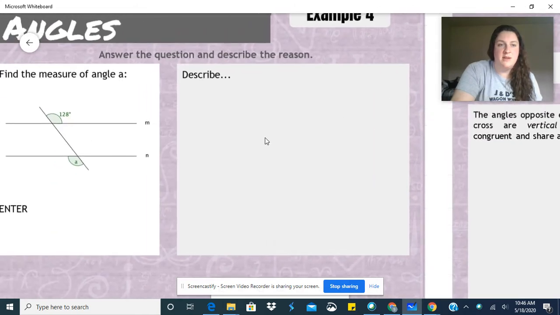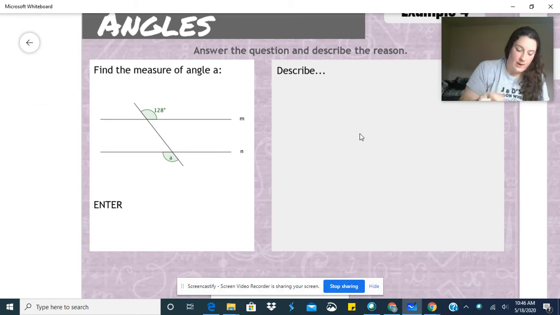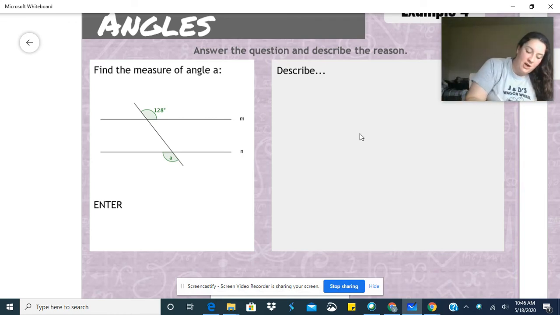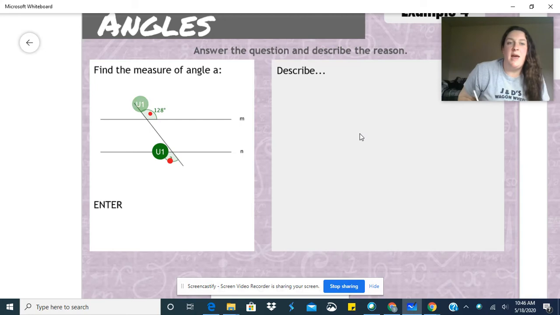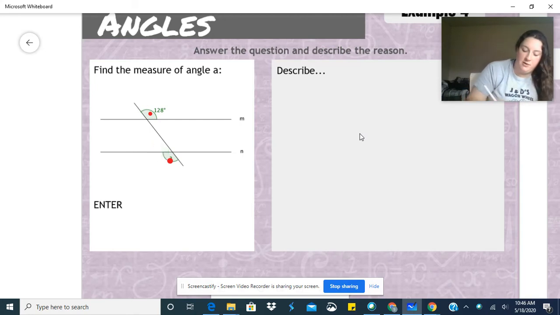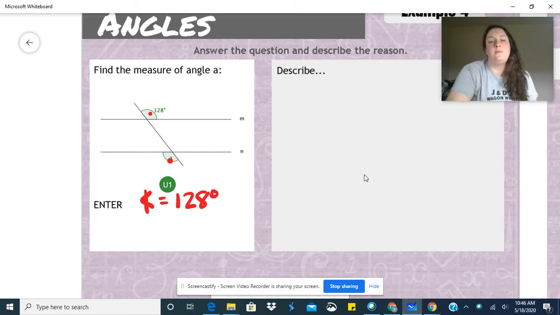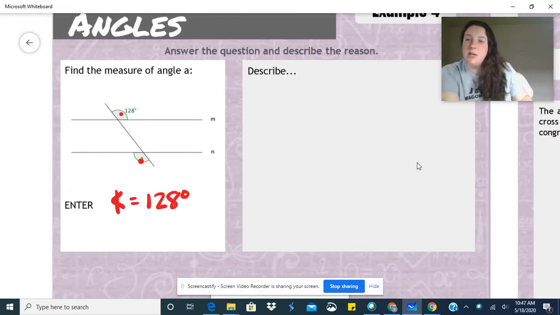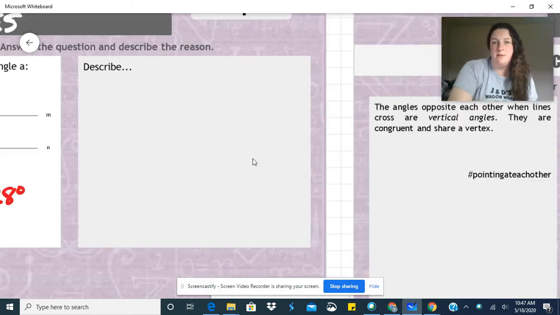So this says, find the measure of angle A. Well, when looking at parallel lines, MN, you see that these are alternate exterior angles, which means they are congruent. So angle A is equal to 128 degrees. Easy peasy. And we just talked about it, right? The reason why is because they are alternate exterior angles. That is your reason.